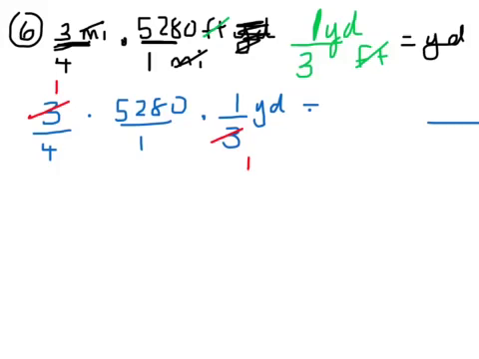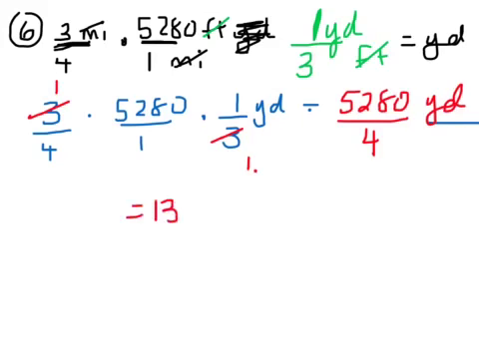If we multiply across the top, 1 times 5,280 times 1 is 5,280, and there's a yard on the top. And on the bottom, I have 4 times 1 times 1, so it's 4, and then there's no units on the bottom. So in the end, what I really have to do here is say 5,280 divided by 4, and I get 1320. This is 1320, and again, my units is yards.